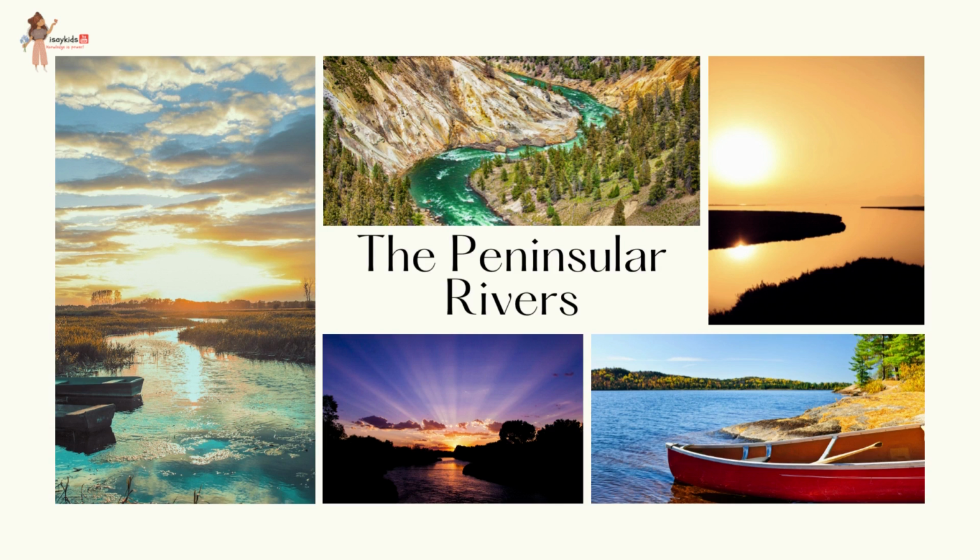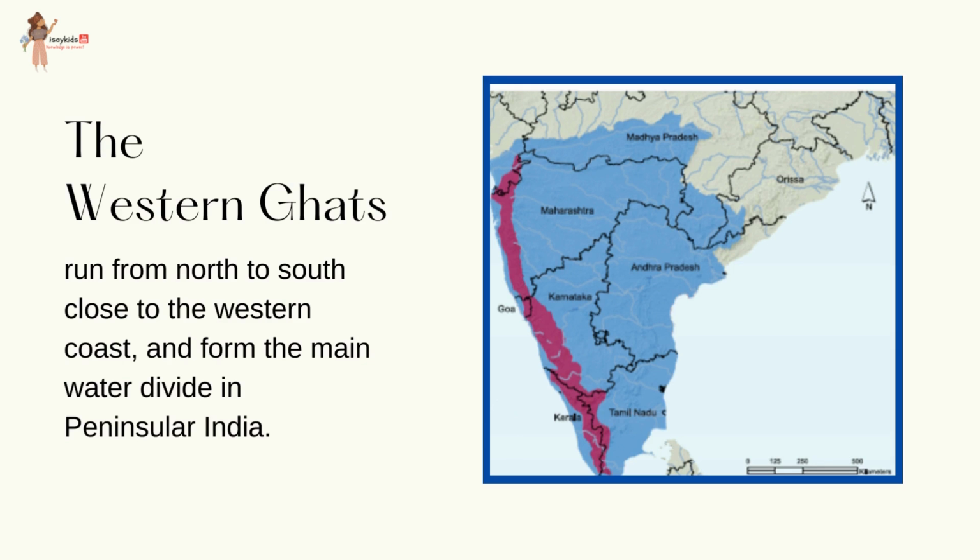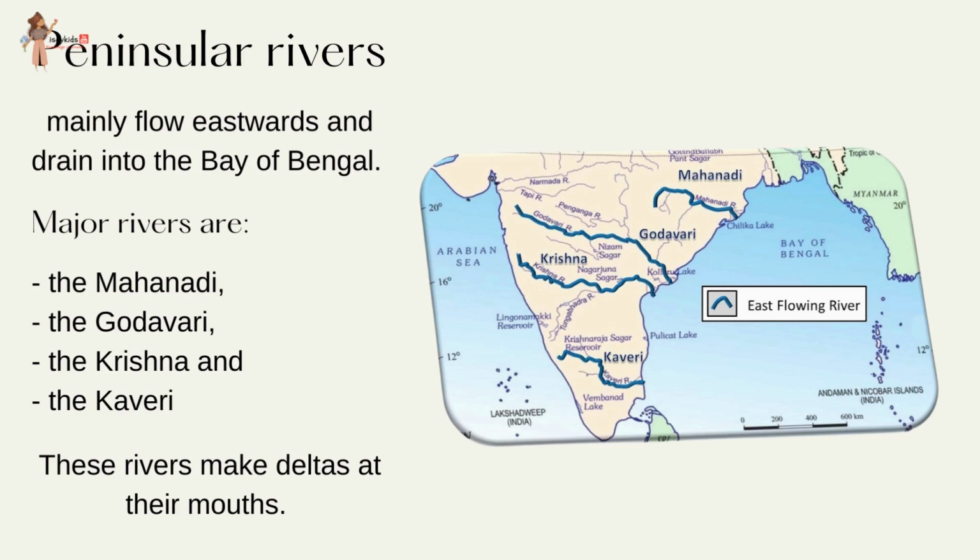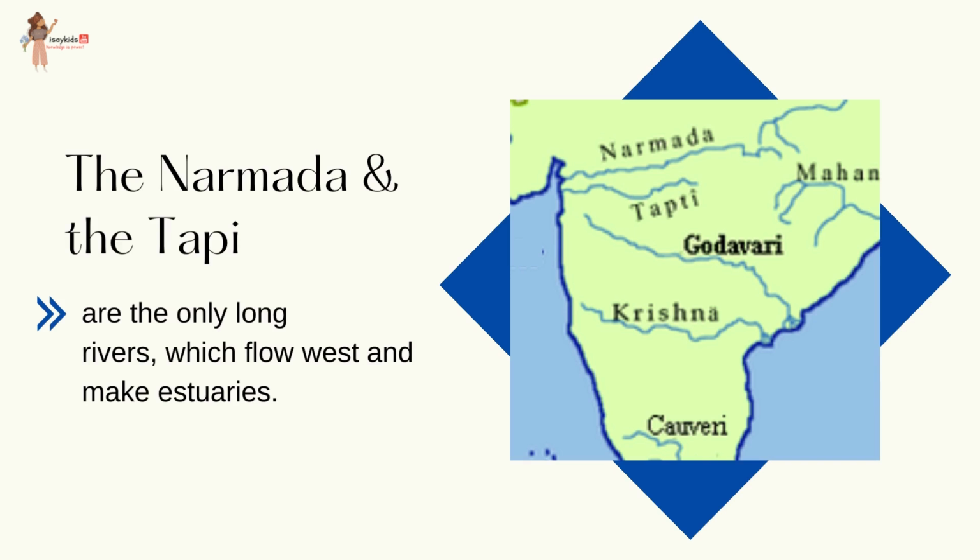The Peninsular Rivers. The main water divide in peninsular India is formed by the Western Ghats, which runs from the north to south, close to the western coast. Most of the major rivers of the peninsula, such as Mahanadi, Godavari, Krishna and Kaveri, flow eastwards and drain into the Bay of Bengal. These rivers make deltas at their mouths.